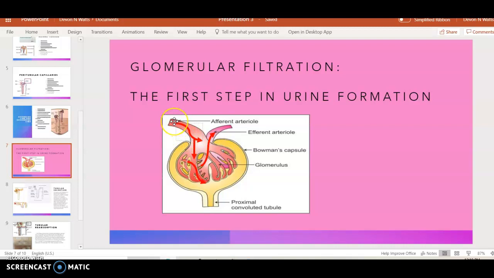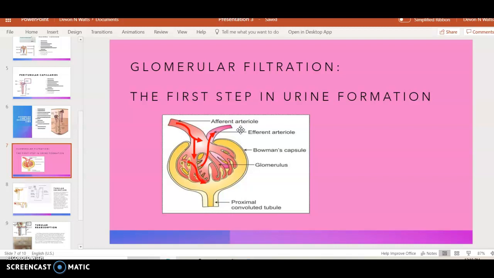So the blood will come through the afferent arteriole, travel through during the process of the filtration, goes through right here, and then it comes out the efferent arteriole. And during the filtration, blood pressure forces fluid from the capillaries of the glomerulus into the Bowman's capsule, into the lumen of the renal tubule.